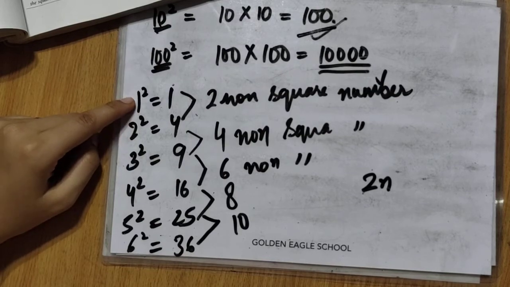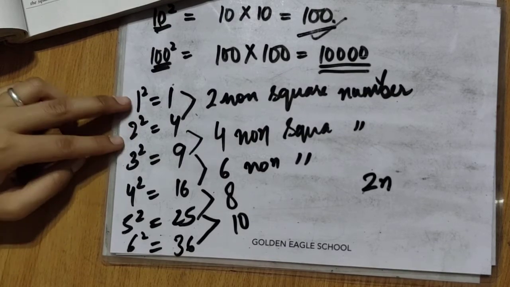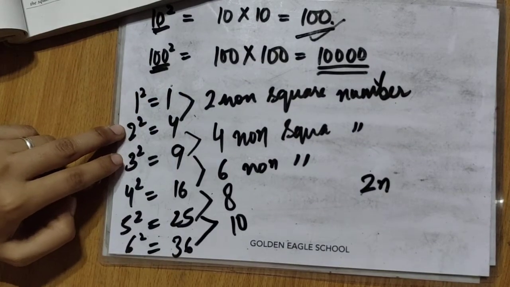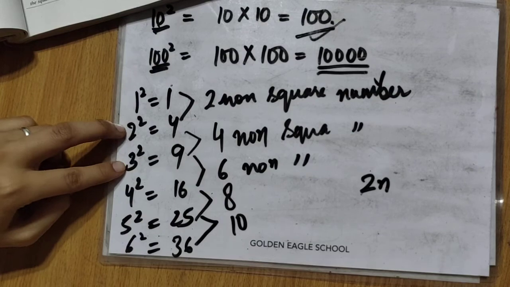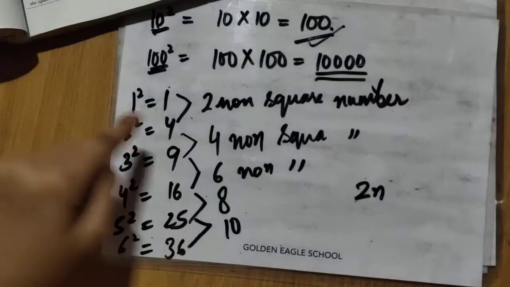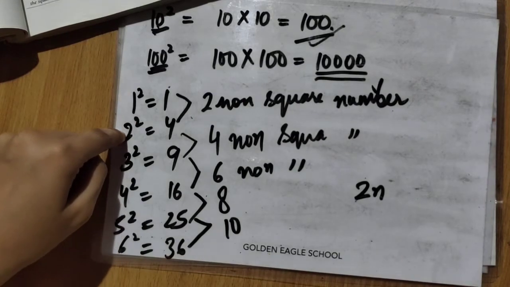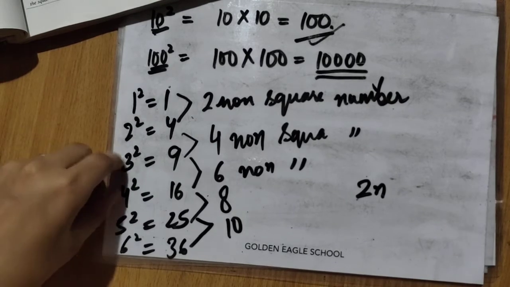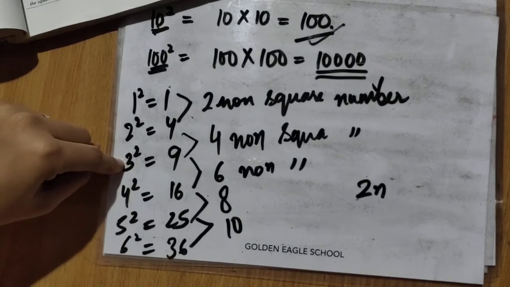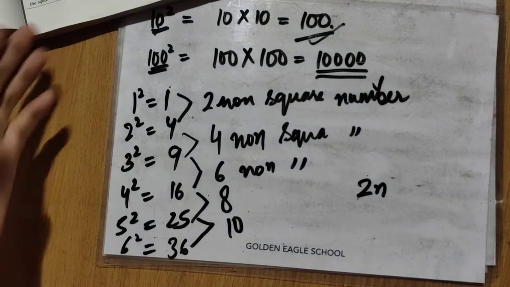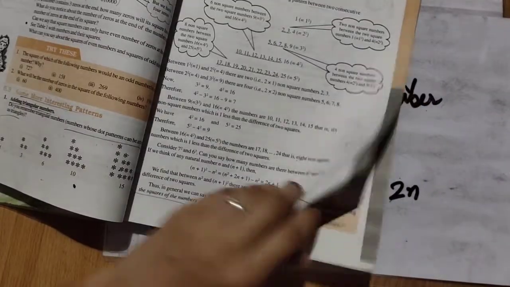This is n, this is 1. 1 plus 1 is 2. So between these two we have 2. Similarly, between 2 and 3, 2 plus 1 is 3. So between these two, 2n means 2 multiplied by 2. And between 3 and 4, we'll get 2 multiplied by 3 because n is 3. So we have 6 non-perfect square numbers. This is how we are going to find the non-perfect square numbers between two consecutive numbers.